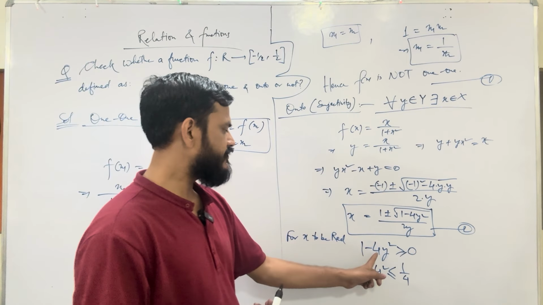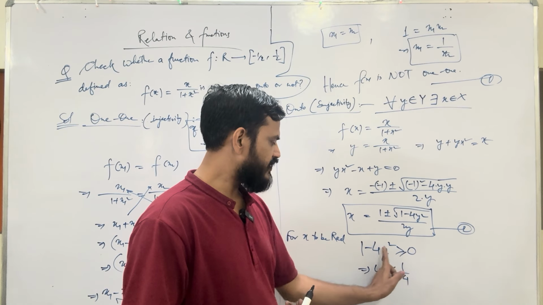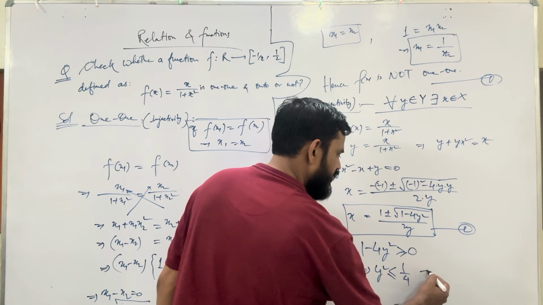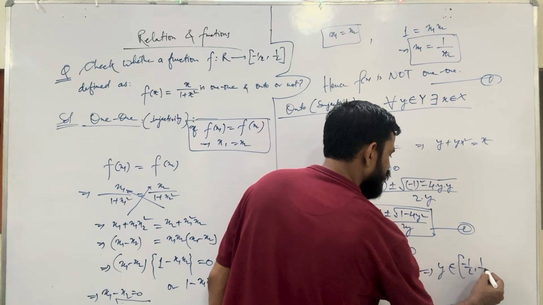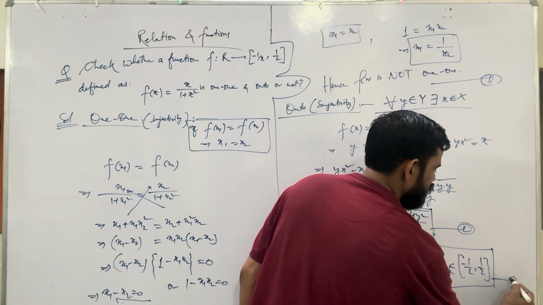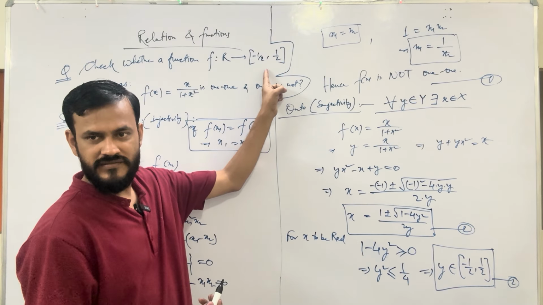You shift y square to the right hand side, so 4y square should be less than 1. That means y square should be less than 1 by 4. So this will give you y belongs to minus 1 by 2 to 1 by 2, which is exactly the range that is given.